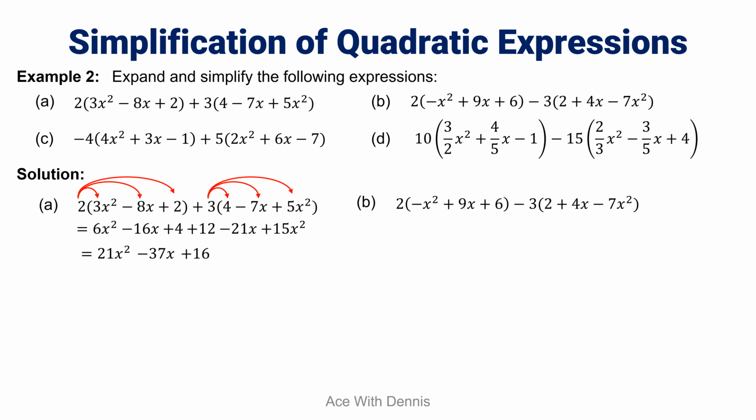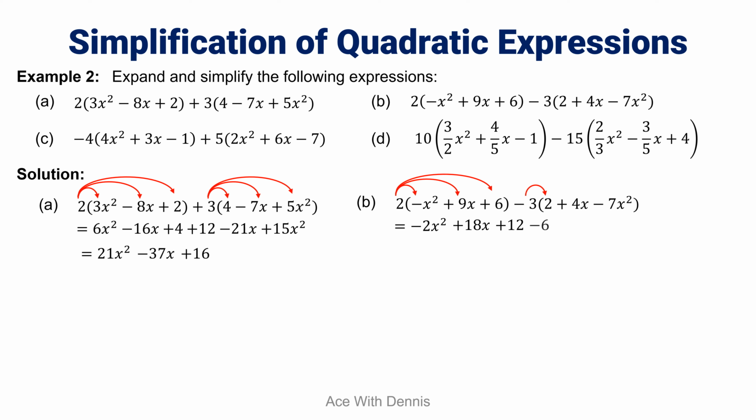For B, 2 times (negative x squared plus 9x plus 6) minus 3 times (2 plus 4x minus 7x squared). Again, we do the same thing. 2 times negative x squared, we have negative 2x squared. 2 times positive 9x, we have plus 18x. 2 times 6, we have plus 12.